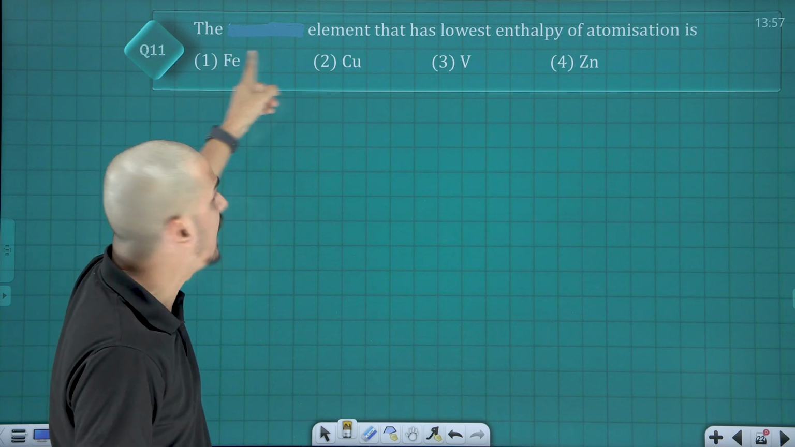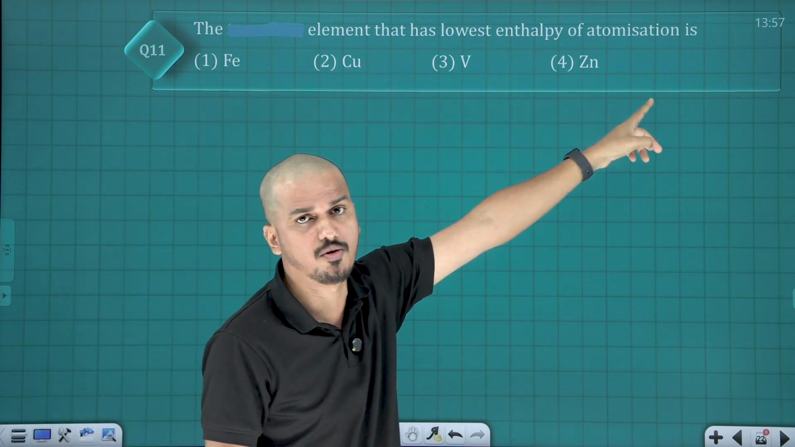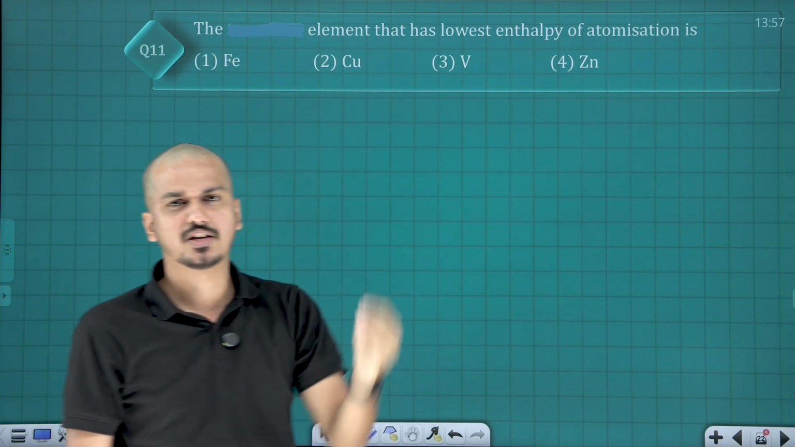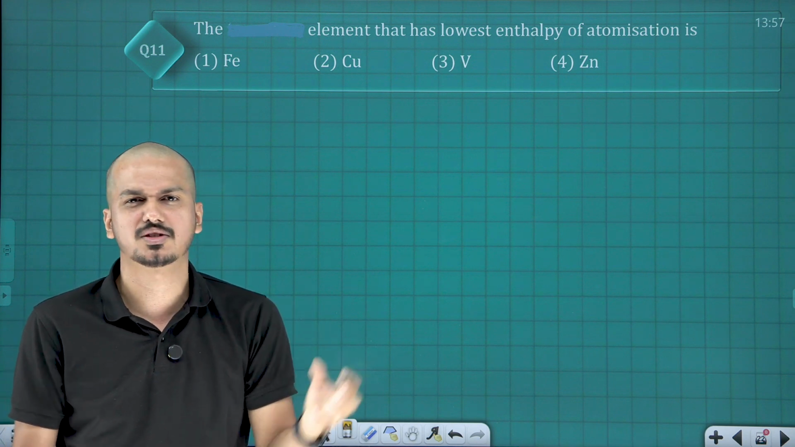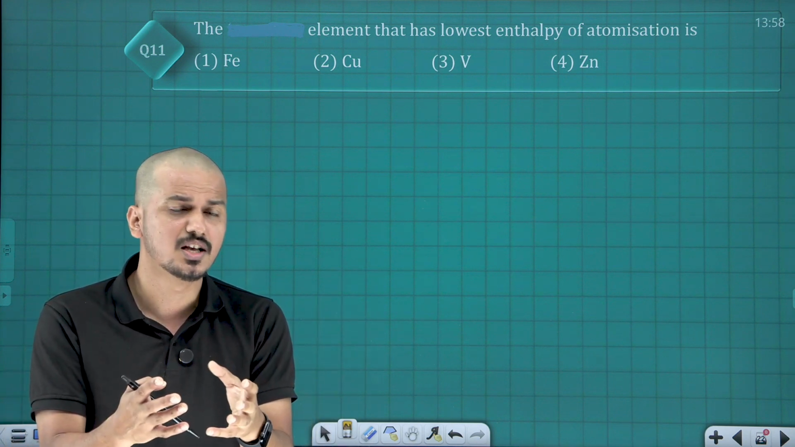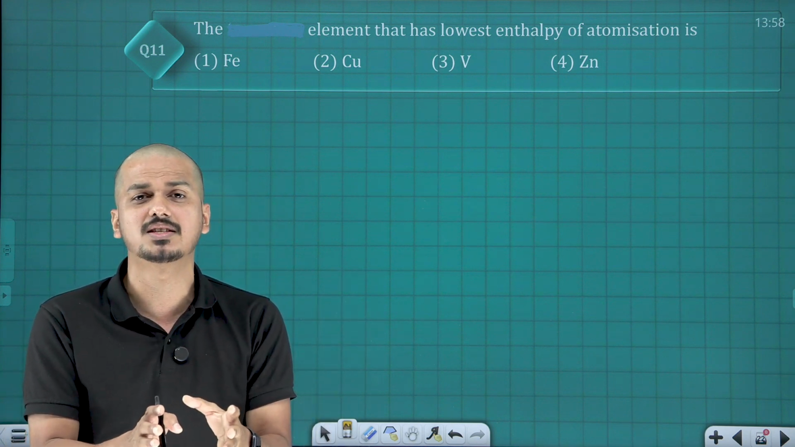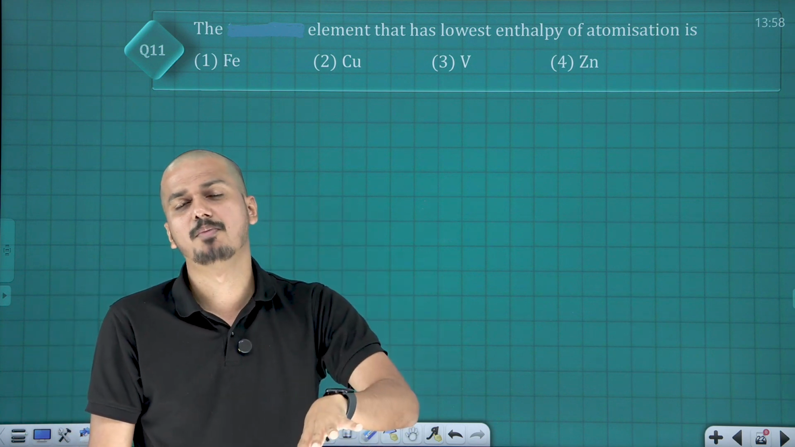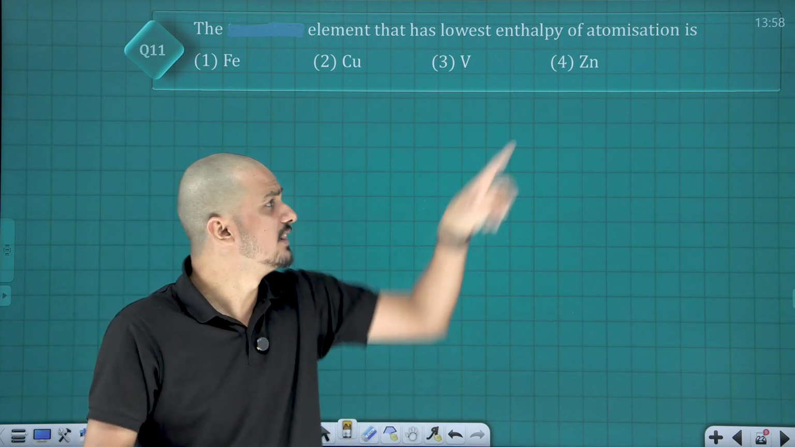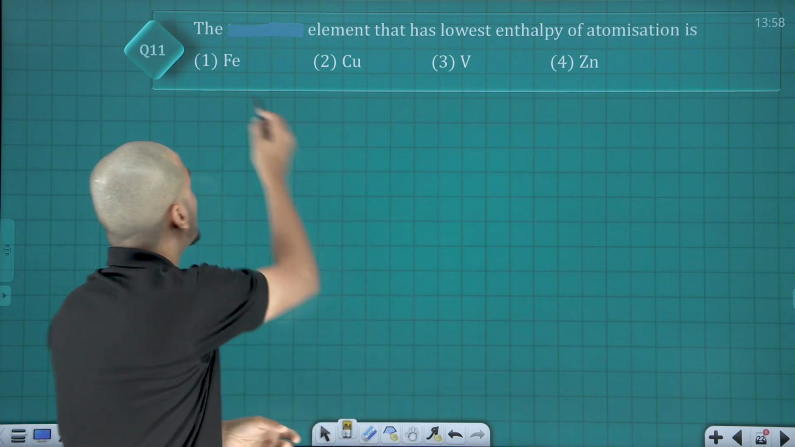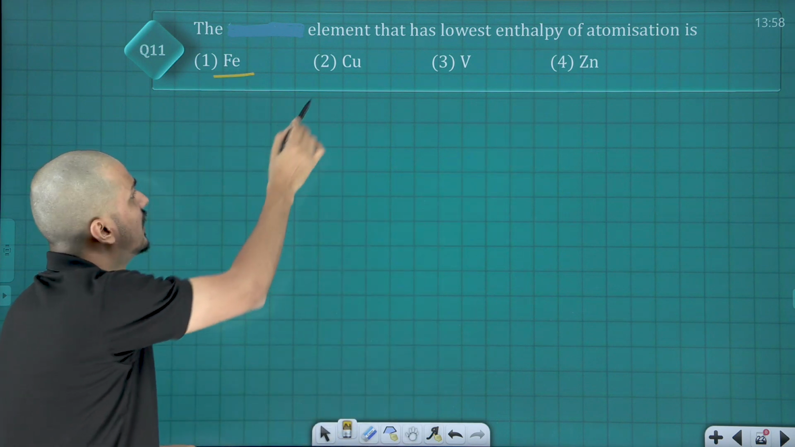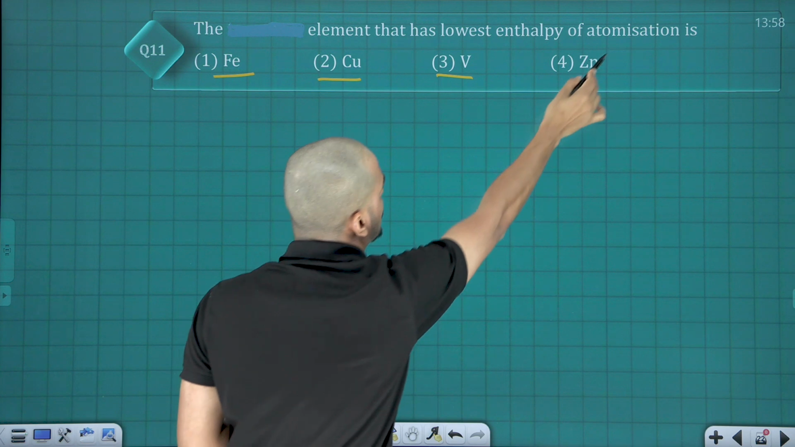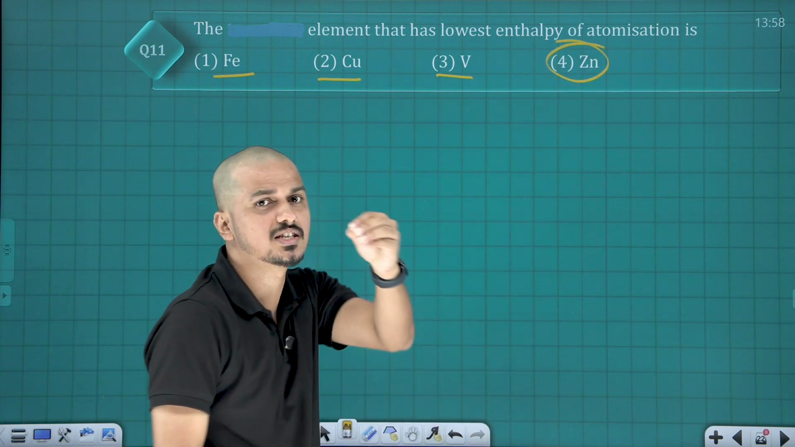The element that has the lowest enthalpy of atomization. Enthalpy of atomization depends on the metallic bonding. Strongest metallic bonding means enthalpy of atomization is more. Weakest bonding means enthalpy of atomization is low. Here it is not a transition element, so it has the weakest metallic bond.